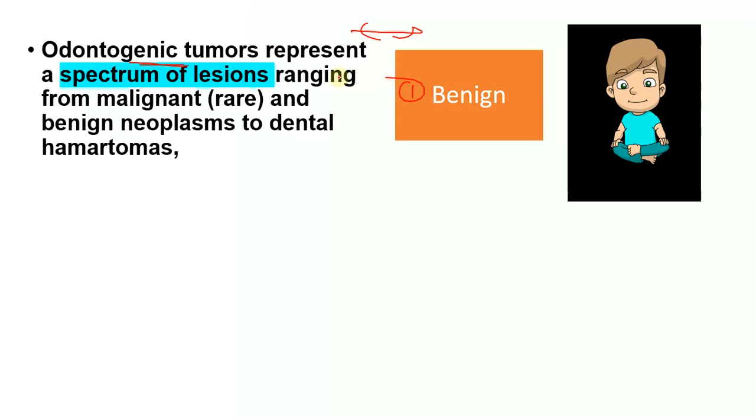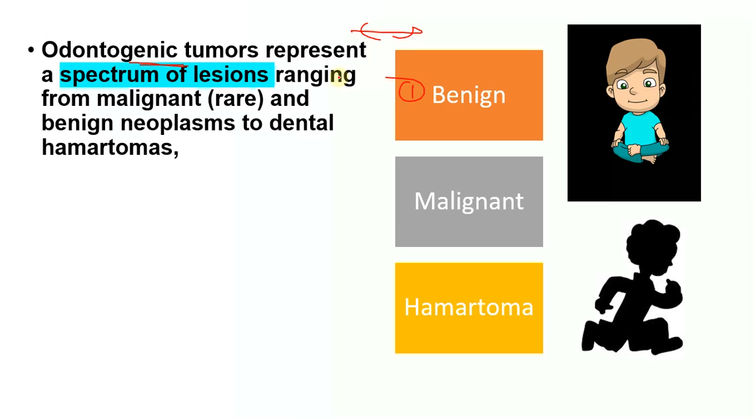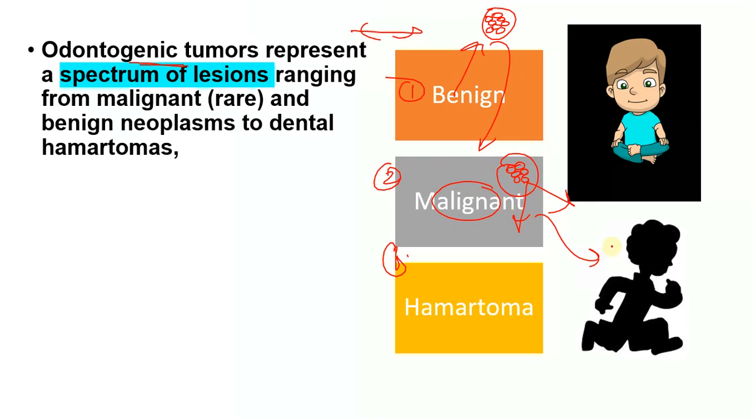So the odontogenic tumors essentially represent a broad spectrum of lesions. That means they include benign tumors, malignant tumors, as well as hamartomas. Now, benign implies a slow-growing abnormal proliferation which does not have much invasive potential. It has a bad cousin which is called the malignant, which is rather fast-growing and has the potential to invade the surrounding tissues, like this little boy.